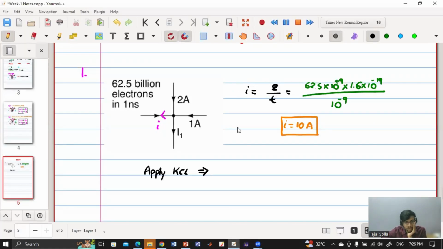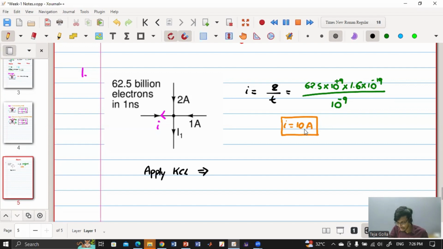And what is the value of current? It is Q by T. Q is the charge. How much is the charge? We know the charge of one electron is 1.6 into 10 to the power minus 19, and such 62.5 billion electrons are flowing in 1 nanosecond. So this is the overall charge and this is the time. From this we got I equal to 10 ampere.